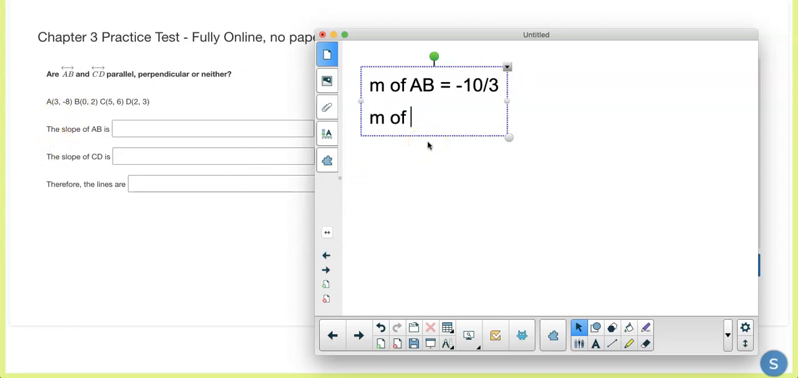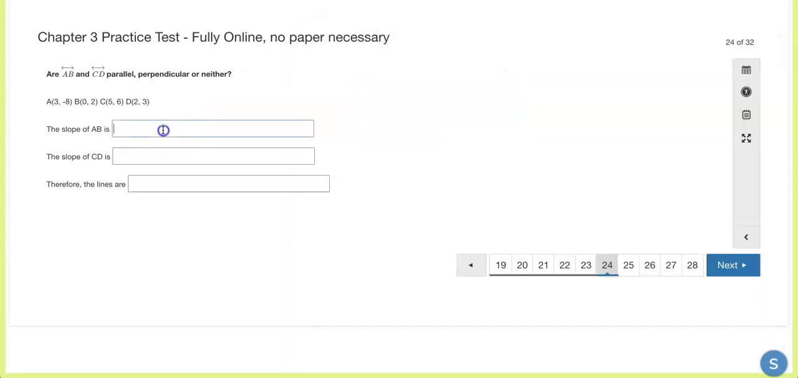Okay, the slope of CD is, up top I have 6 minus 3, which is just 3. And then on the bottom, I have 5 minus 2, which is also 3. Yep, that's good. That simplifies down to 1. So the slope of AB is -10 over 3. The slope of CD is 1. So these are not equal, and they're not opposite reciprocals. So this time they're neither parallel nor perpendicular.